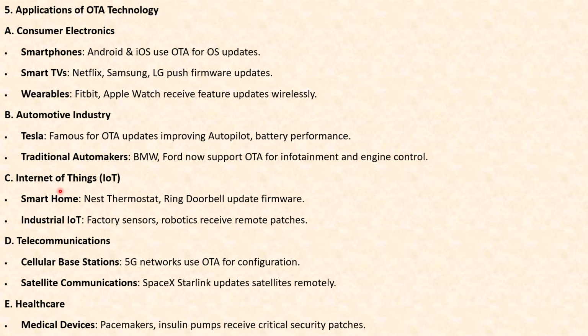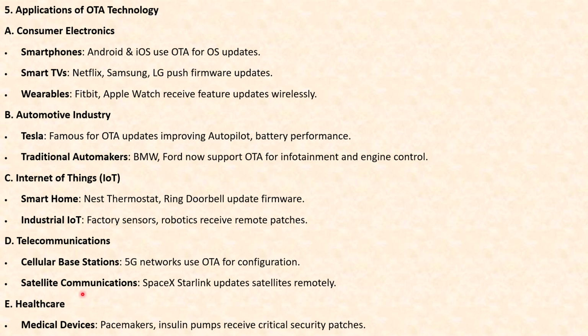Next comes the Internet of Things, for example, smart home and industrial IoT. In smart home, the Nest thermostat and Ring doorbell update firmware. In industrial IoT, factory sensors and robotics receive remote patches. And coming to telecommunication, cellular base stations and 5G networks use OTA for configuration, and in satellite communication, SpaceX Starlink updates satellites remotely.